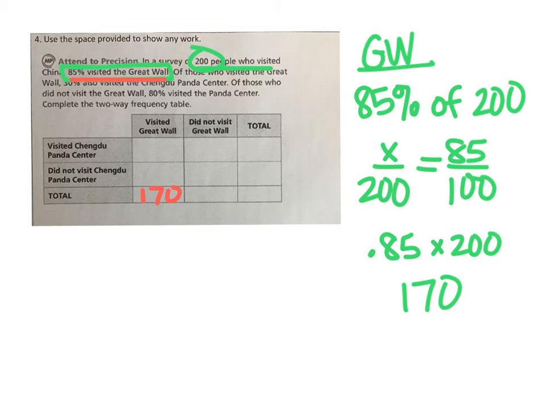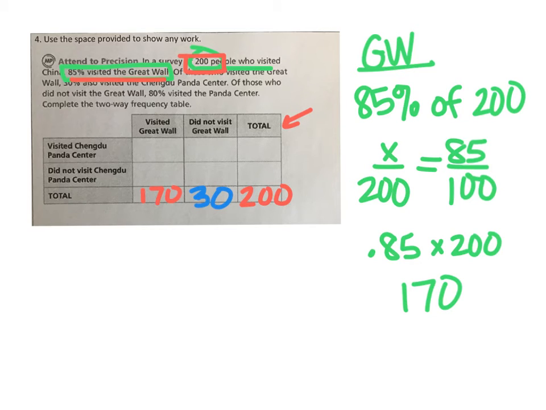Now there is another number that I know that I can fill in. I know there were 200 total people. Over here where it says total, I can fill that in, 200. That's the total amount of people. Now there's one other thing that you can fill in, and I want you to think about this. If 170 visited the Great Wall, can you figure out how many did not? Remember, there were 200 total people. So the 170 and this number have to add up to 200. Think about that for a second. You could just subtract them, and you would need 30 here. So this has to be a 30.